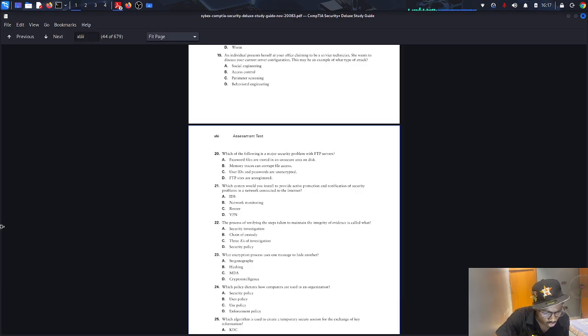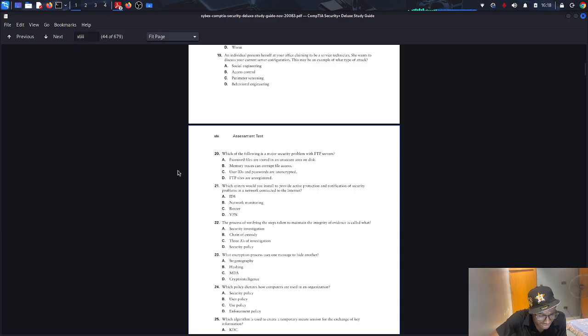What encryption process uses one message to hide another? Hmm. What encryption process uses one message to hide another? That is a very impressive question. Something is telling me to go with hashing. Hashing. 23, I'm going with hashing.